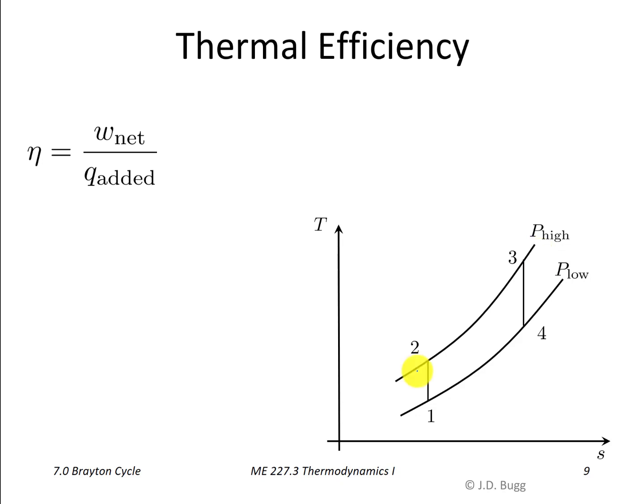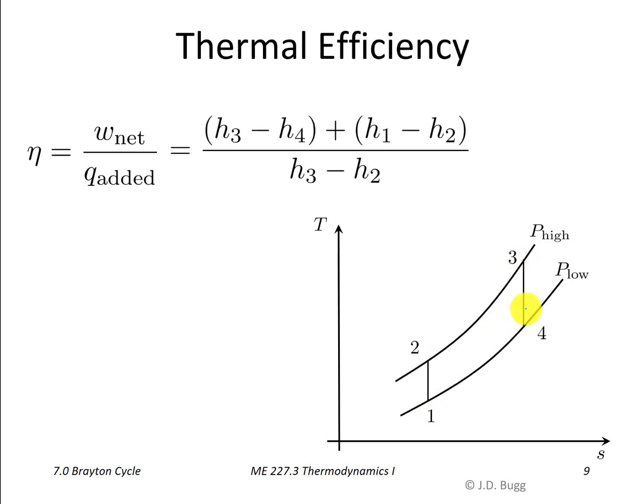So we're concerned with the amount of heat added as we go from 2 to 3, and the net work, including the compressor work and the turbine work. For our cycle, we can write that as changes in enthalpy. And this is still valid for an air standard cycle as well, because we're expressing the work and heat transfers as enthalpy changes.